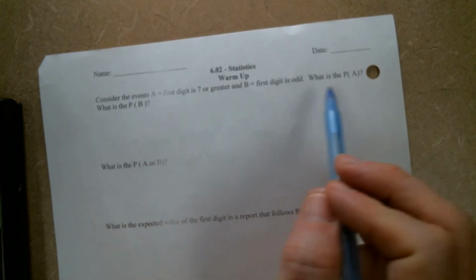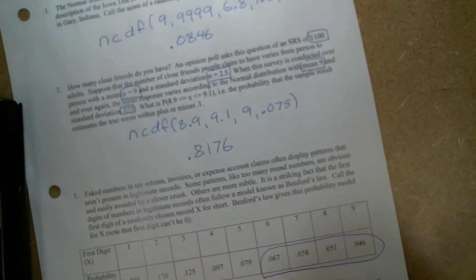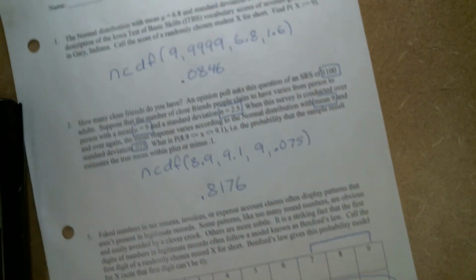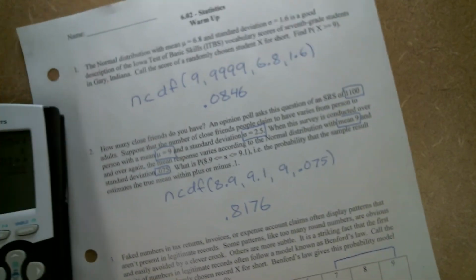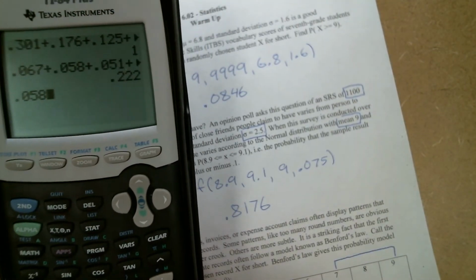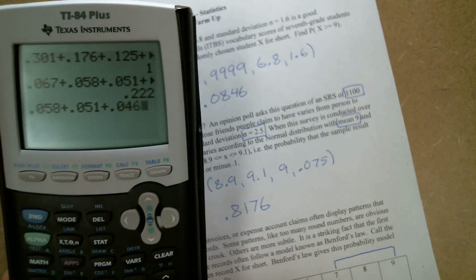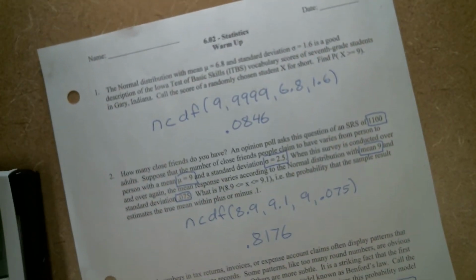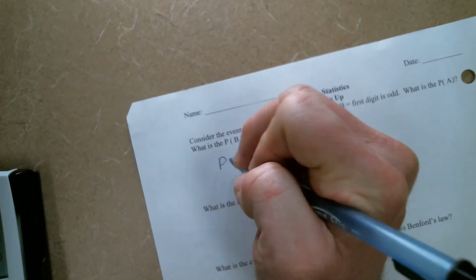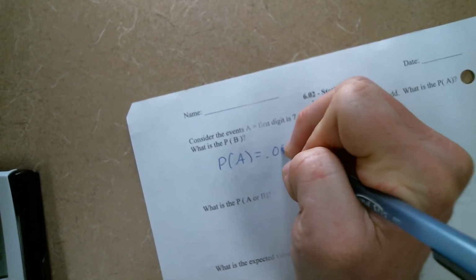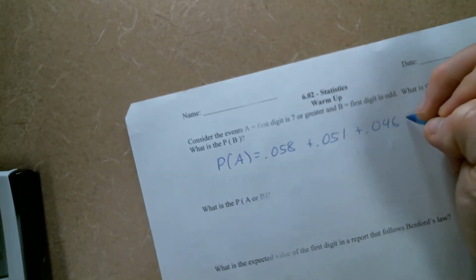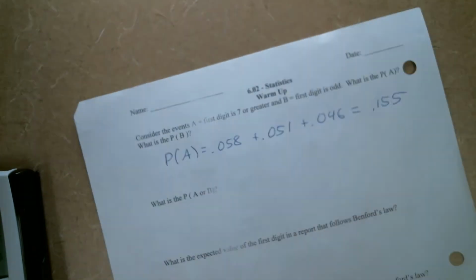All right, so probability of A is that the first digit is 7 or greater. So if we go back to our chart here, this would be 7 or greater. So we're just taking this 0.058, the 0.051, and the 0.046, and we're ending up with 0.155. So probability of A equals 0.058 plus 0.051 plus 0.046, which equals 0.155.